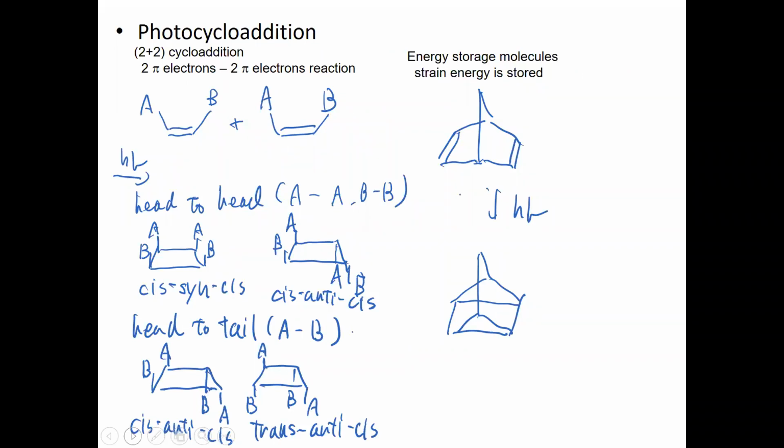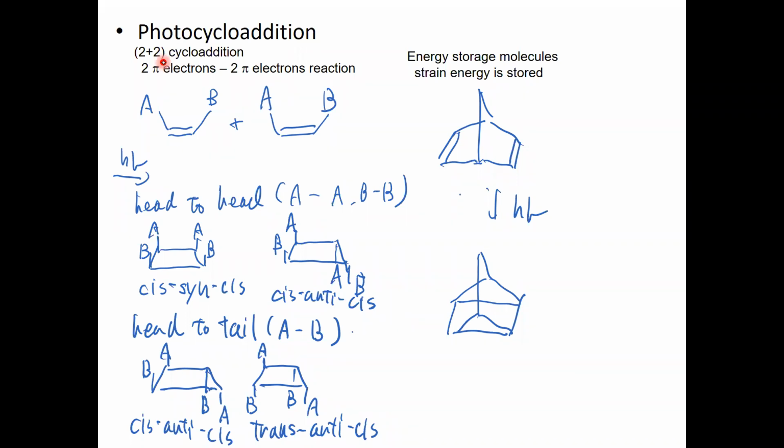Now next up is photocycloaddition. As you see, if you have two alkene molecules, the two double bonds open one of the bonds to make a cyclic addition, so it is called 2+2 cycloaddition due to the 2 pi electron reaction. Right. And by light illumination, there are many types of geometrical isomers.